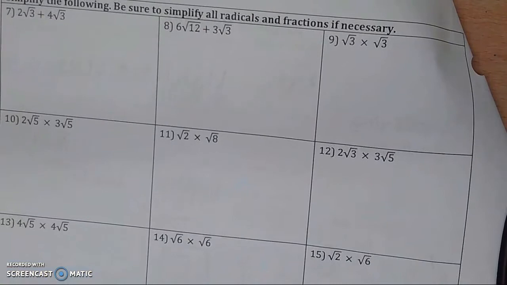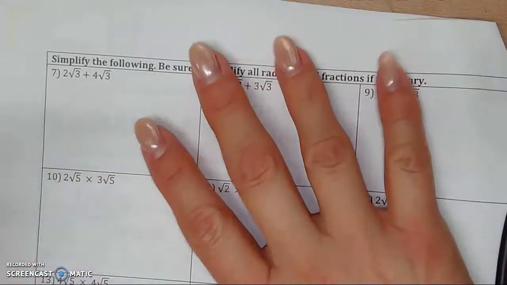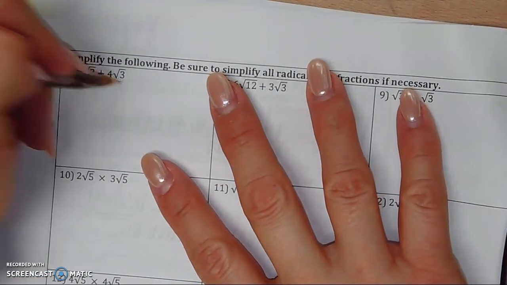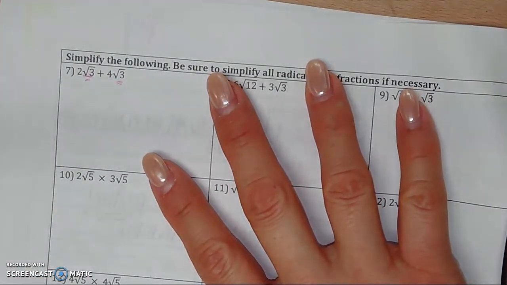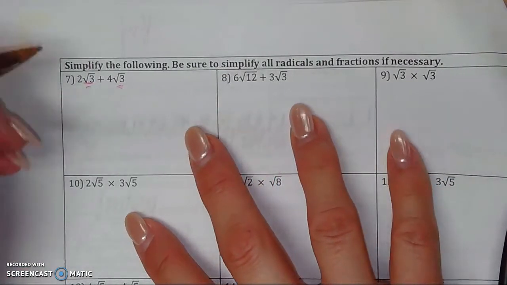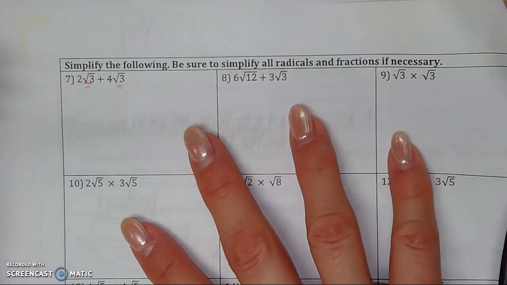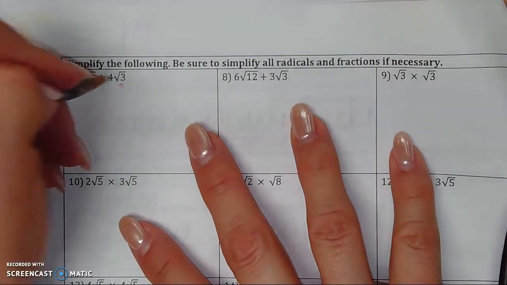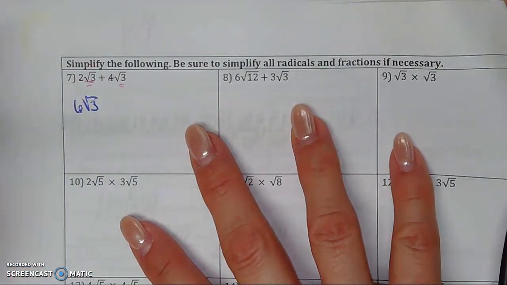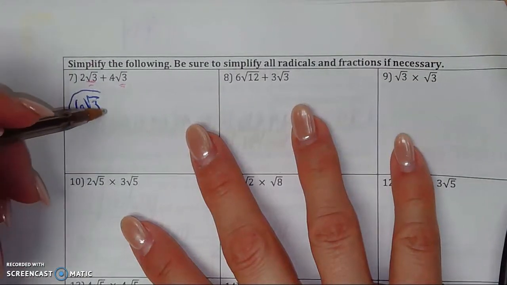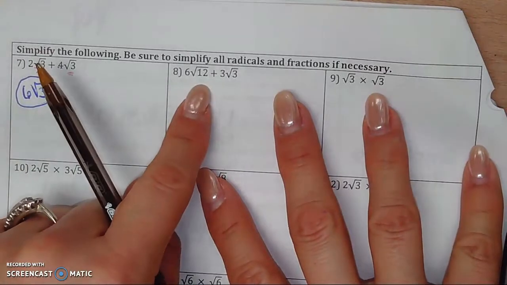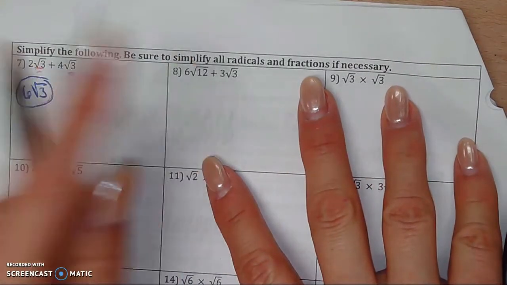Okay, here, notice these are like terms, right? These are the same. So I can go ahead and just combine them like I would if they were a variable. So 2 plus 4 is 6, and then my radical stays the same. That's my answer.